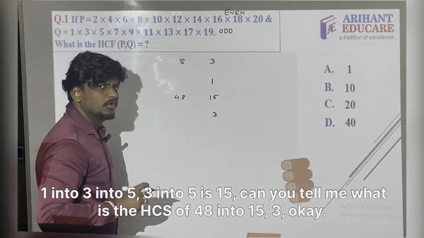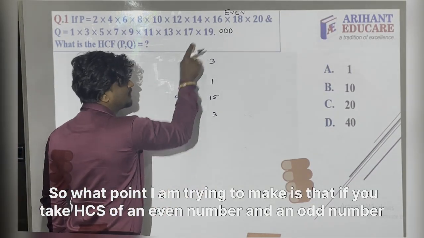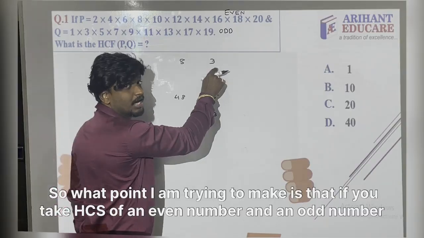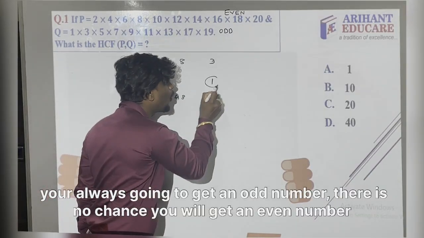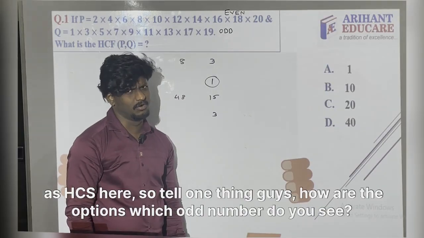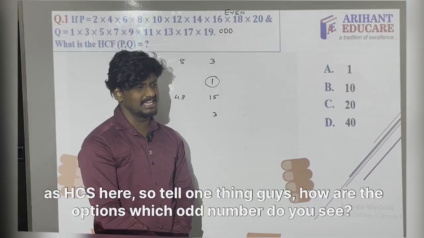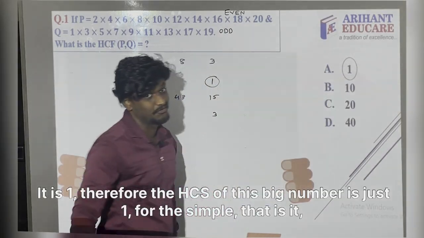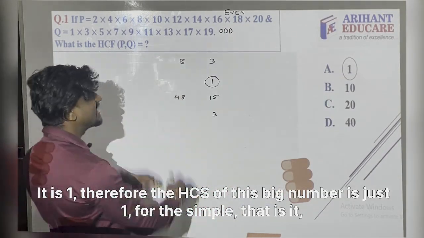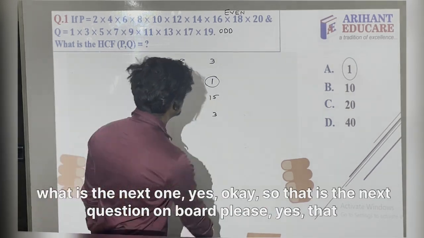3. Okay. So what point I'm trying to make is that if you take a HCF of an even number and an odd number, you're always going to get an odd number. There is no chance you'll get an even number as the HCF. So tell me one thing, guys. Out of the options, which odd number do you see? It is 1. Therefore, the HCF of this big number is just 1. Was it simple? That's it. Let's go for the next one.